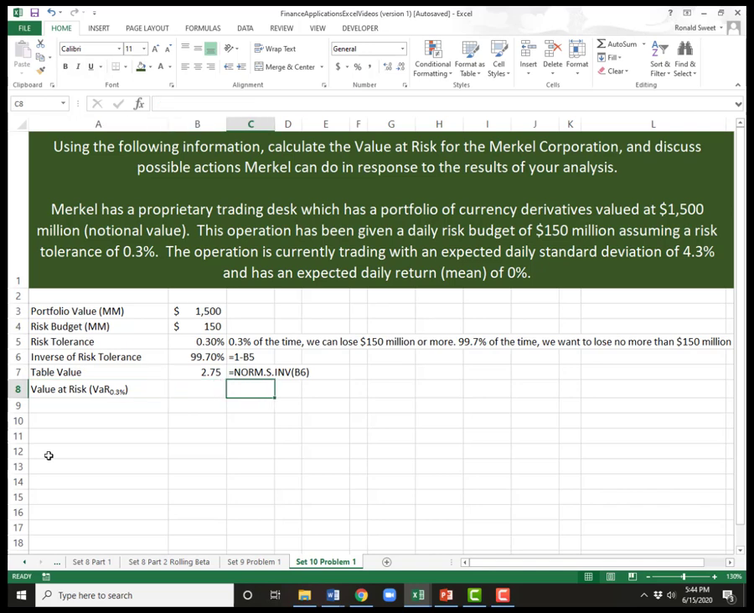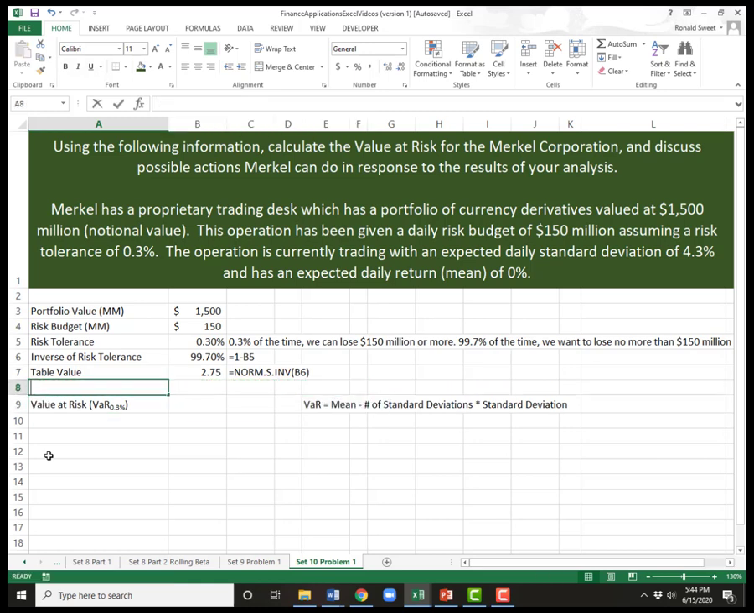So remember, the formula here is VAR equals the mean minus the number of standard deviations, that's what we got with that 2.75, times our standard deviation. All right, so I have to move this down. We need our standard deviation.